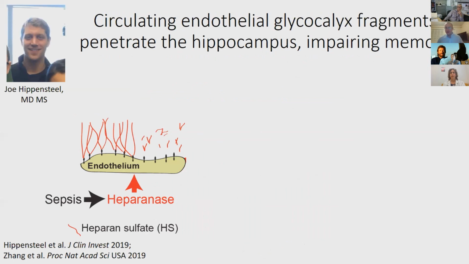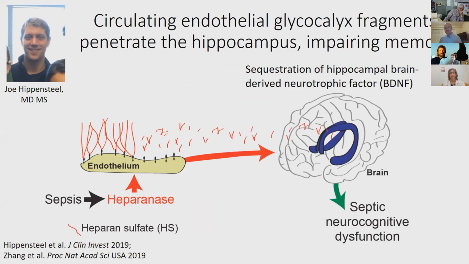This is work that's pioneered actually by one of our own, Joe Hippensteel, who's an instructor in our division, who really did incredible work looking at how sepsis, a major cause of ARDS, can damage the endothelial glycocalyx, showering fragments of this sugar called heparan sulfate into the blood. And strikingly, they only penetrate the part of the brain that's responsible for spatial memory formation, the hippocampus. They gobble up a key growth factor, BDNF, that prevents memory formation, leading to the septic cognitive dysfunction characteristic of patients who survive this critical illness.